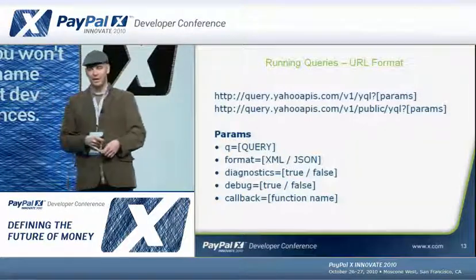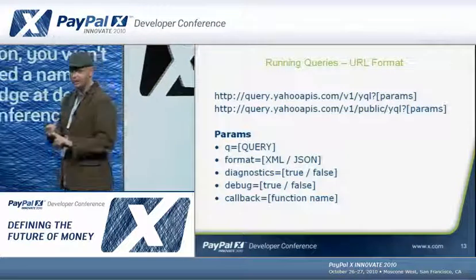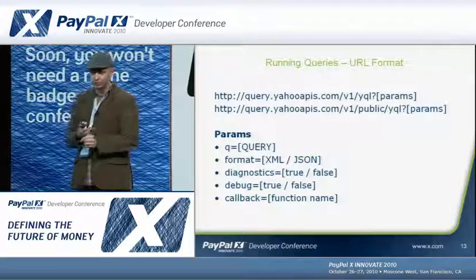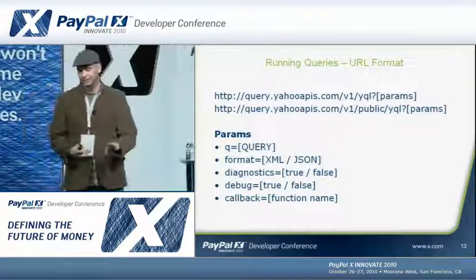Debug is really great if you're seeing caching in the service. If you're setting up your own table or you're accessing your own data source, you set debug to true and caching gets chopped out, so it's really good for testing.